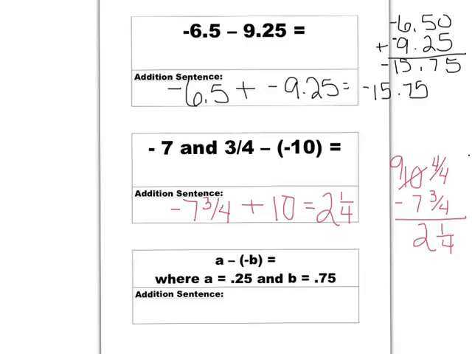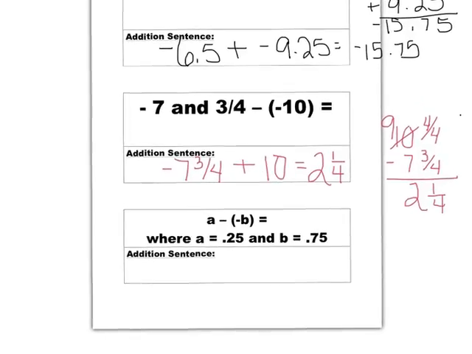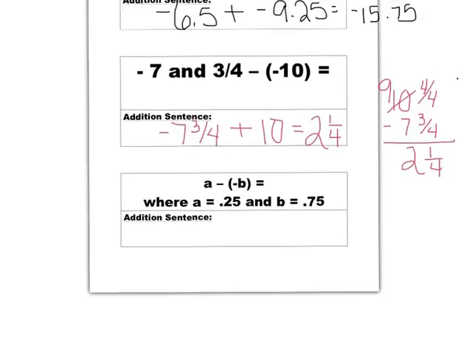All right, let's take a look at the next one. This time I've thrown a little bit of algebra at you. I'm going to move this up a little so we can see a little bit better. So this time I've said A minus a negative B, and A equals 0.25 and B equals 0.75. The first thing we should do is rewrite the problem with the numbers. So it's 0.25 minus a negative 0.75. That's substituting the A for the 0.25 and the 0.75 for the B.